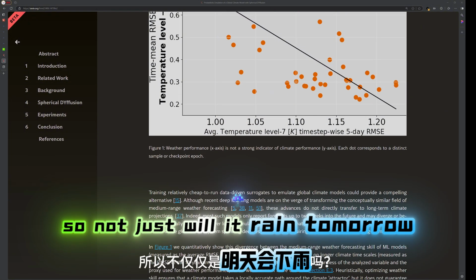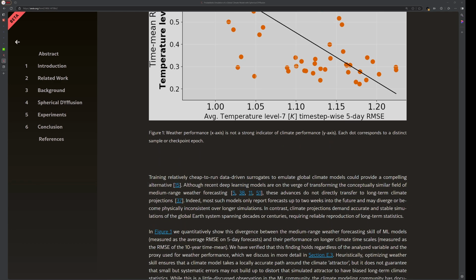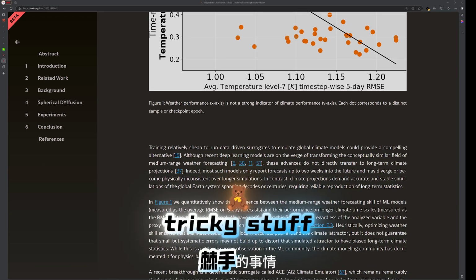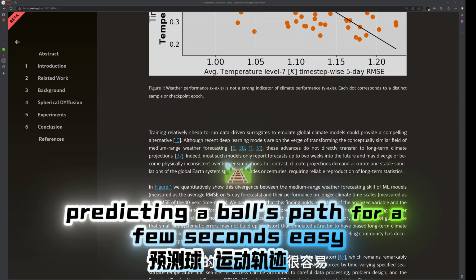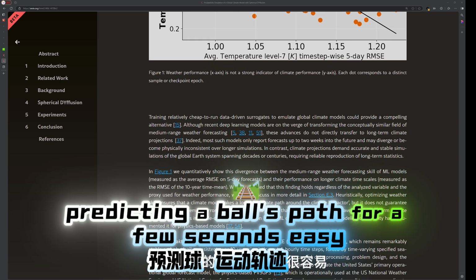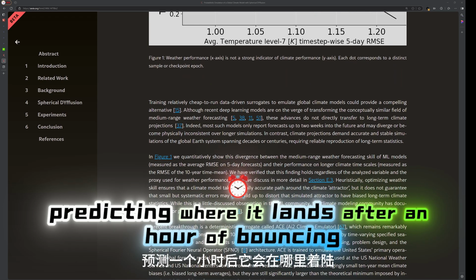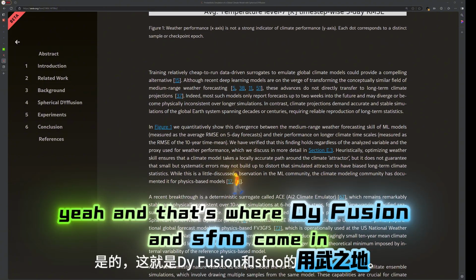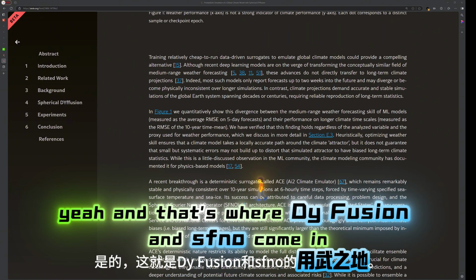That's what we need. So not just will it rain tomorrow, but how will rainfall patterns shift over the next 100 years? Tricky stuff. Think of it like this. Predicting a ball's path for a few seconds, easy. Predicting where it lands after an hour of bouncing, much harder. Perfect analogy. And that's where DYffusion and SFNO come in, right?